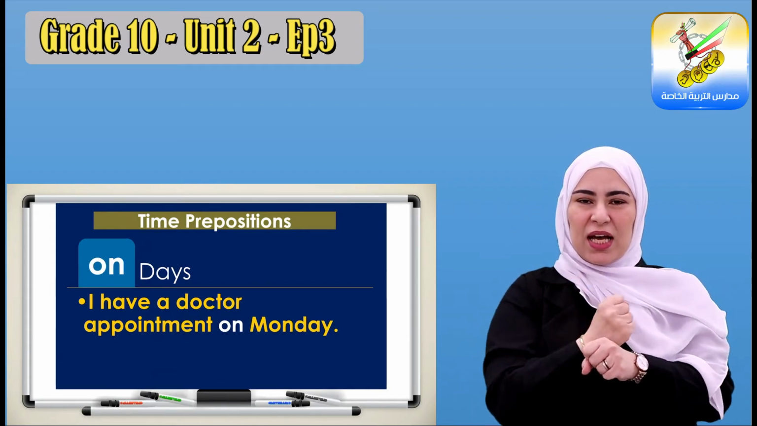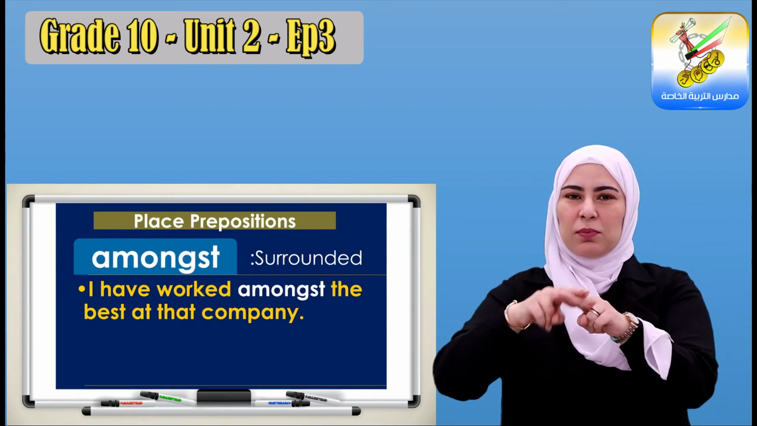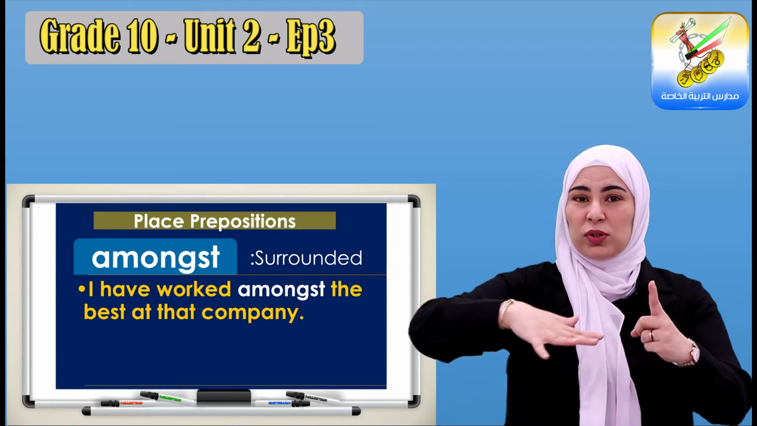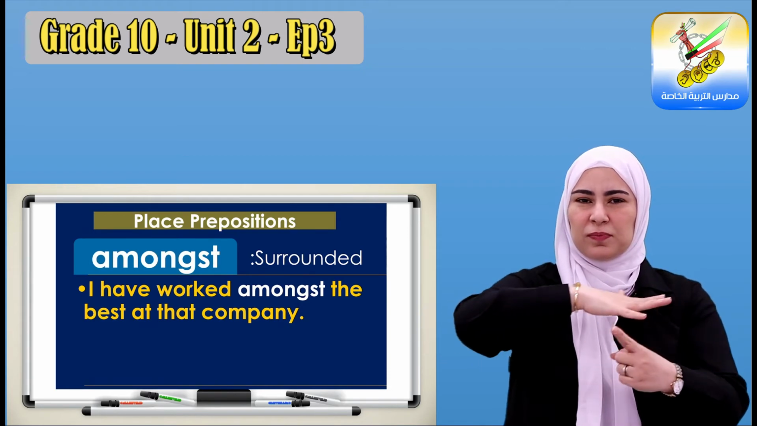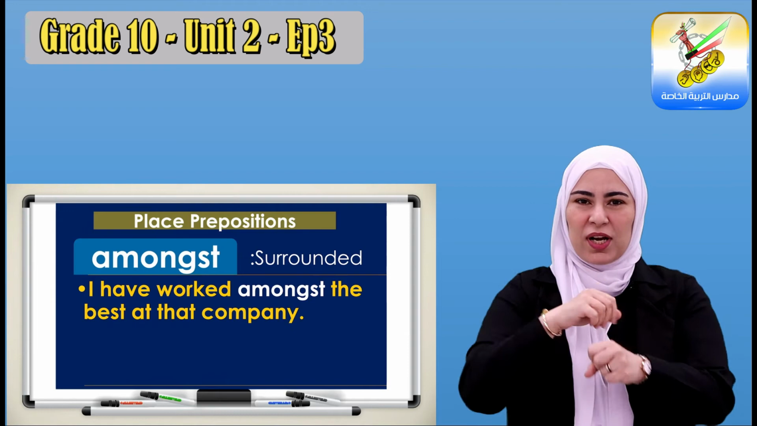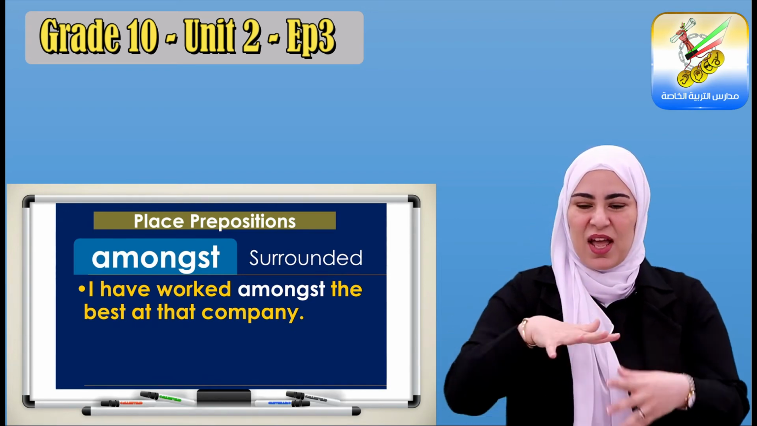Now let's take a look at the place prepositions. Amongst. It means surrounded. Okay? It's not between. It means surrounded, all around you. I have worked amongst the best at that company. Okay? So among means surrounded.